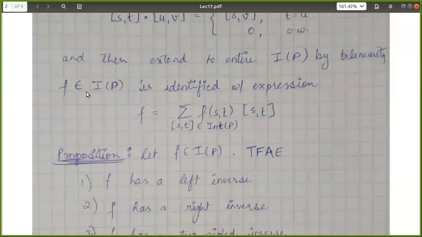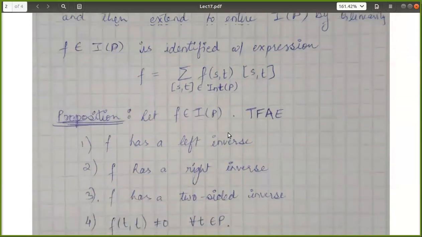So any f in IP is identified with the expression summation f of ST, closed bracket ST, where ST belongs to Int P. Okay. So any f, when you say that, you do not really give any input to f. Just f means that f of ST is applied, and you take the summation of all such f of ST's where ST is the closed interval coming from Int of P.